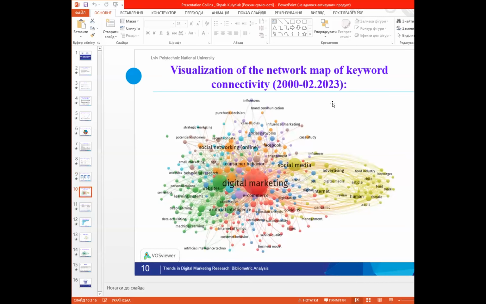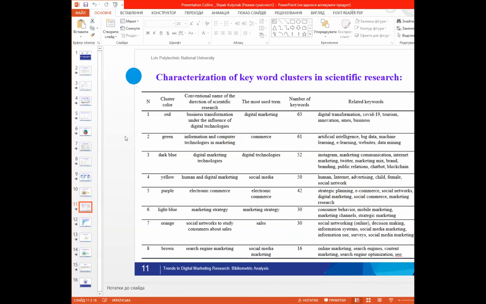Thus, on this 10th slide, you can see the network map of keyword connectivity. As can be seen, digital marketing is a core concept, and all other keywords that are connected with it are also presented here. And please pay attention to the colors, as on the next slide we will be able to see the explanation. So, different clusters were found.